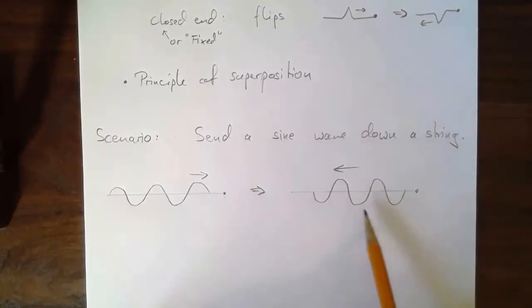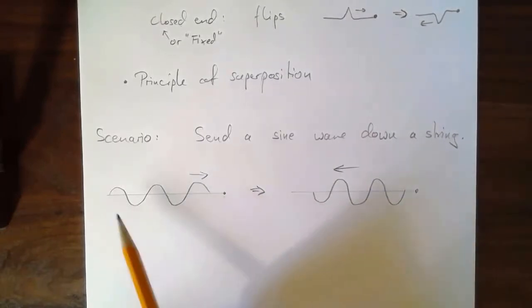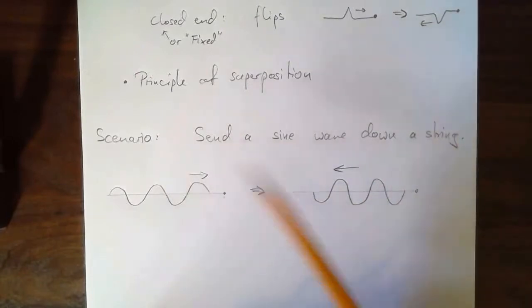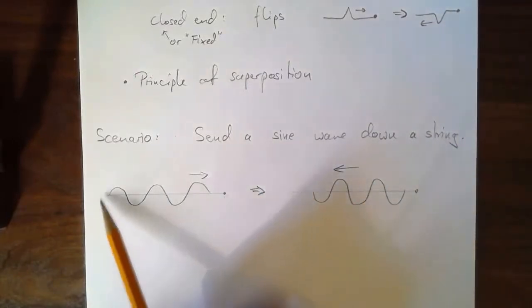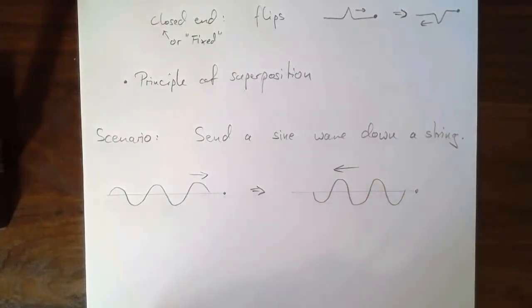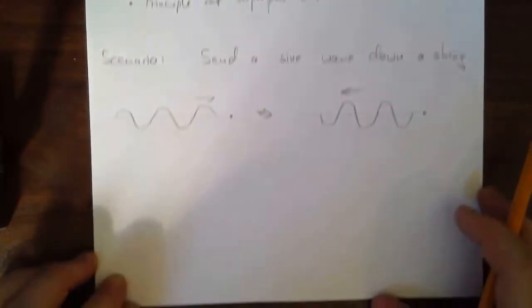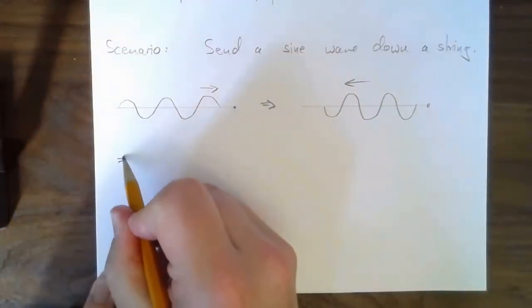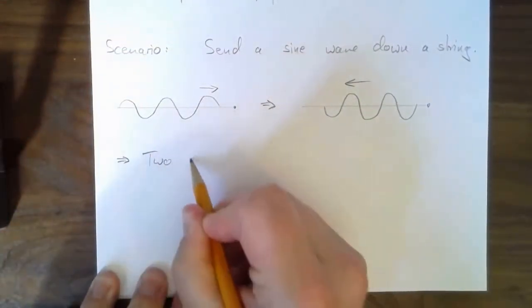Either way, it's going to come back as a sine wave, right? Because the shape it goes in gets reflected. So now the sine wave keeps coming, but the front piece is already being reflected and travels back. So you could have two sine waves that travel in opposite directions and they interfere with each other. That's what we get. Two sine waves.